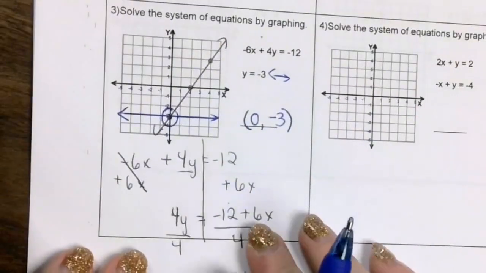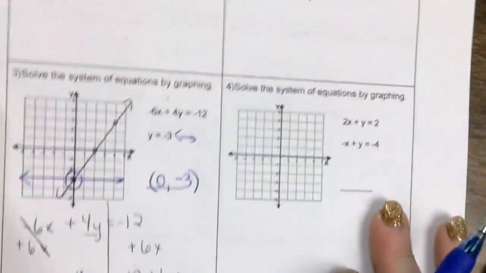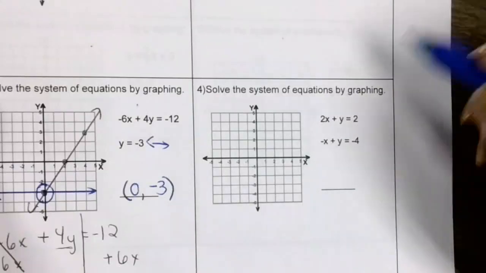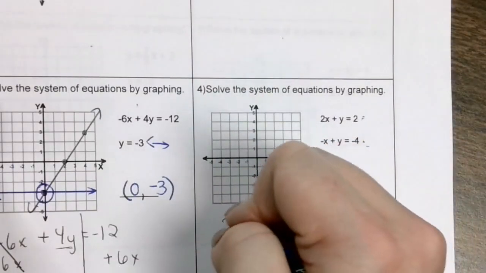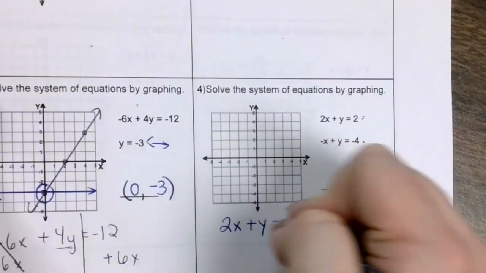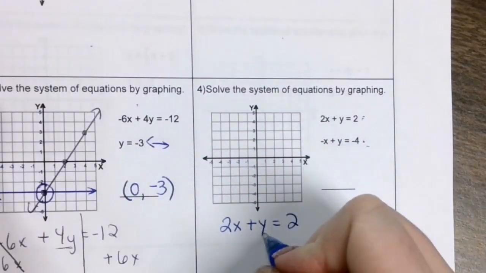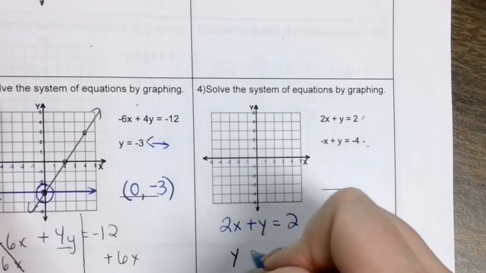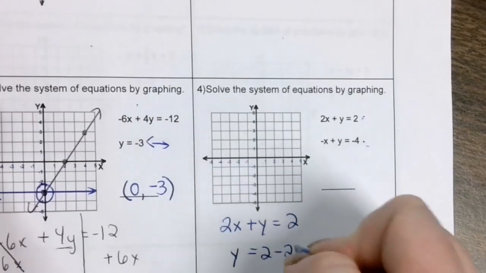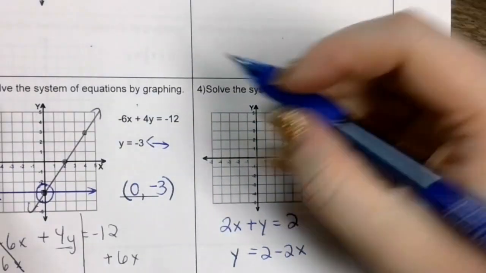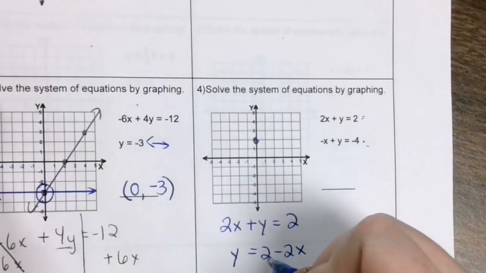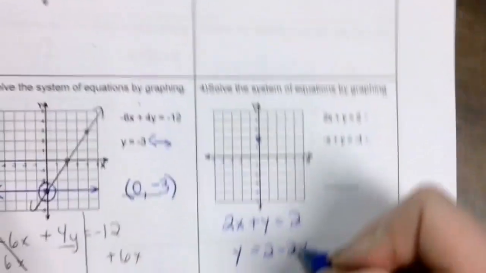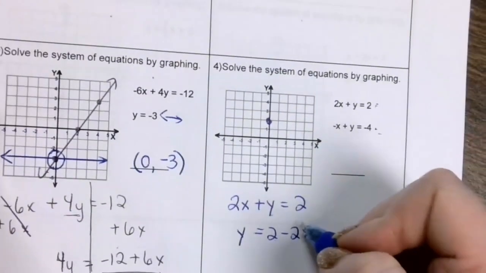Alright, my last one that we're going to do together. Again, I noticed this one's super tricky because both of them are not in y-intercept form, so I'm going to have to change the first one. Again, I'm solving for y. I'm going to get y by itself, so I'm going to take away 2x from both sides. There's my equation. So that tells me I start at 2, because my y-intercept is always the one without the x, and then I'm going to go down 2, right 1.